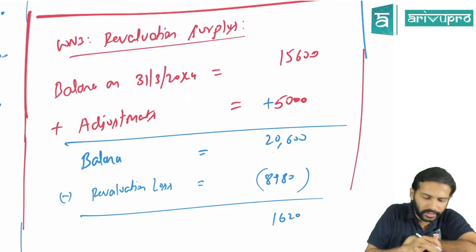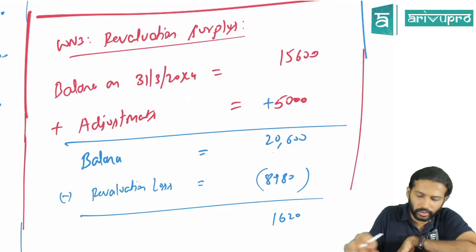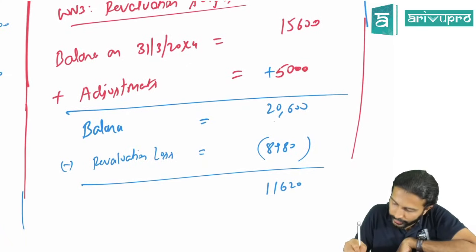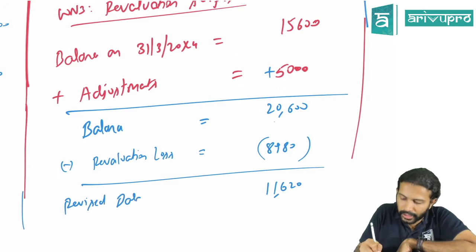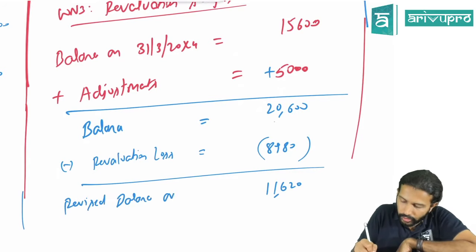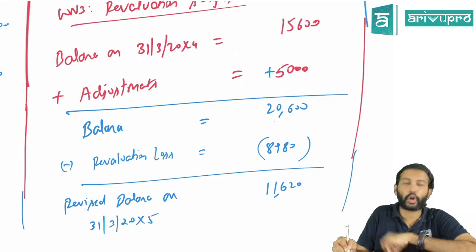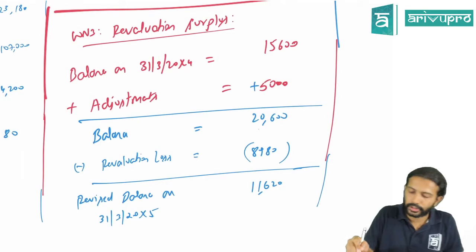So from 20,600, if you deduct 8,980, you're going to get 11,620 rupees. Okay. So that is the revised balance. Revised balance of revaluation surplus on 31st March 20x5 after all the adjustments. Got it? This is the funda.